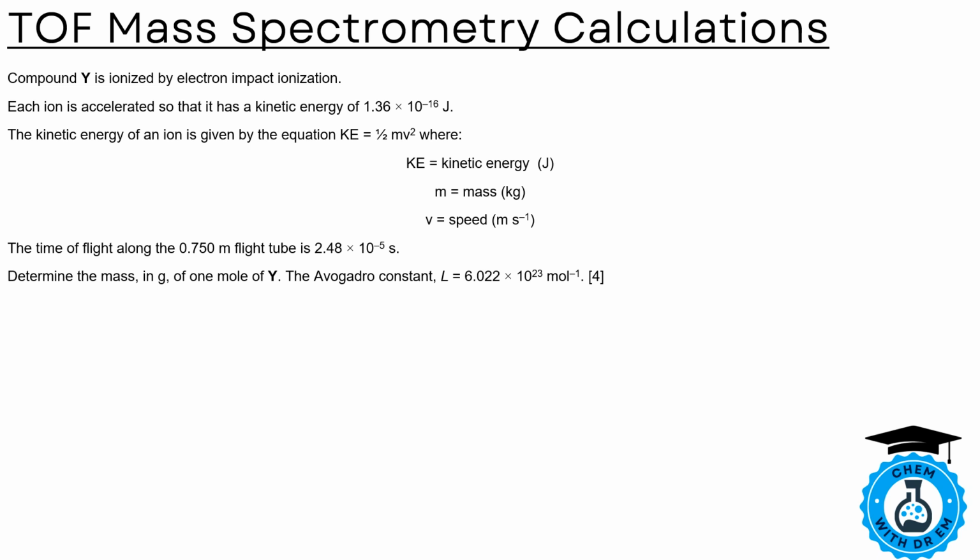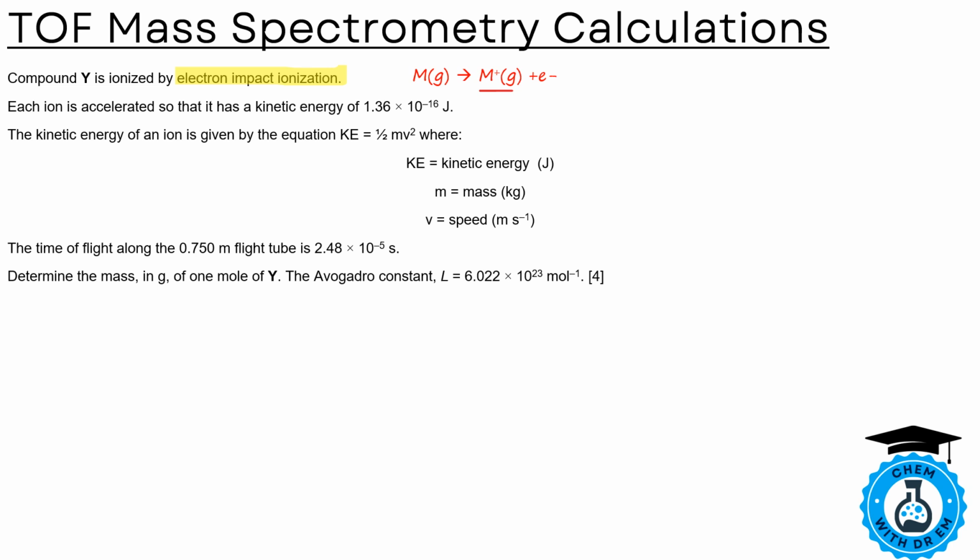So in this example, we've got compound Y, which is ionised by electron impact ionisation. Now, if you've seen my earlier video in this series, you'll know that the equation for electron impact ionisation is the parent atom or molecule M in the gaseous phase goes to M+ gas plus an electron. Now what we're doing is we're actually measuring the mass of the M+ ion, and we're assuming that the mass of an electron is very, very small. So we're assuming that the mass of the M+ ion is the same as the parent molecule or compound.